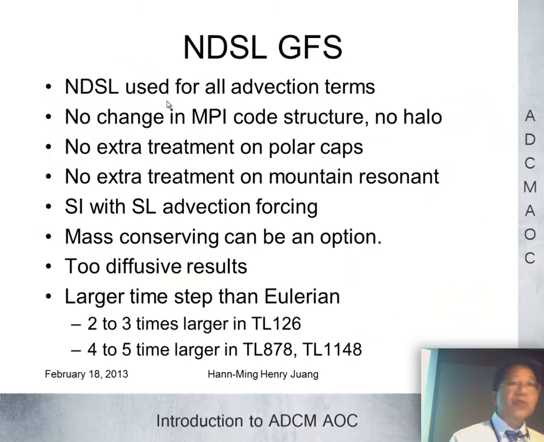And so the NDSL is the semi-Lagrangian implemented, and there is no change to the MPI because our MPI is already transposed in X and Y because of the spectrum transform. And so we don't need the actual treatment of the polar cap, and we don't treat the mountain recently. Semi-implicit, semi-Lagrangian is forcing together, and we can have a 4 to 5 times larger time scale.